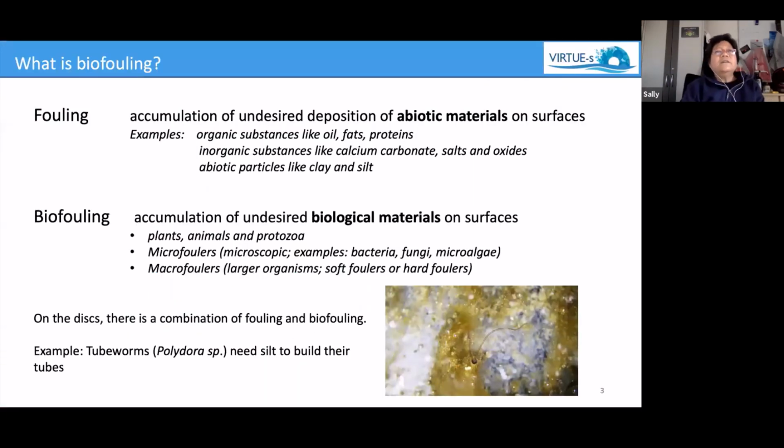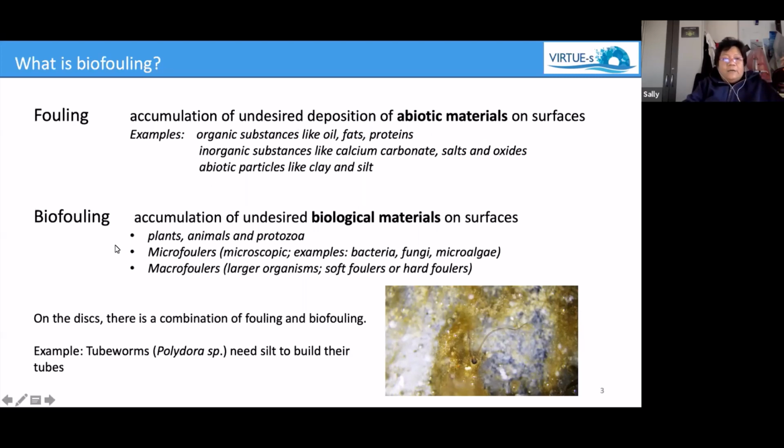So let's start now. The first part is, what is biofouling? Biofouling is the accumulation of undesired things, or undesired deposition, on any surface. Fouling can be physical things like organic substances like oils, fats, and proteins, inorganic substances like calcium carbonate and salts, and some abiotic particles like clay and silt.